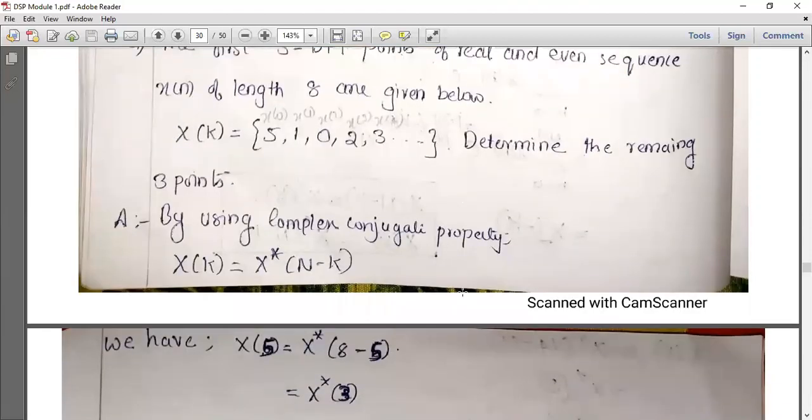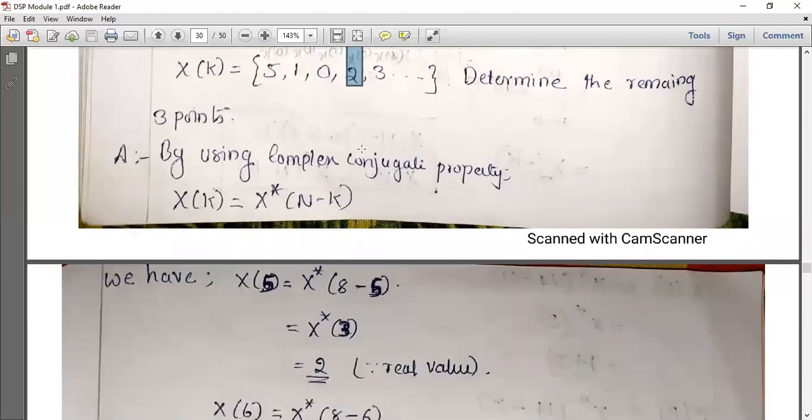Then putting the value for each term, we have to find x of 5, x of 6, x of 7. Now x of 5 is equal to x conjugate of 8 minus 5, that is x conjugate of 3. Here x of 3 is 2. So conjugate of 2 is, since it is real, equal to 2.